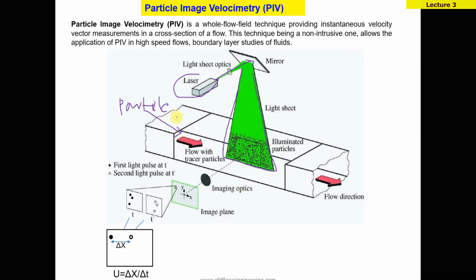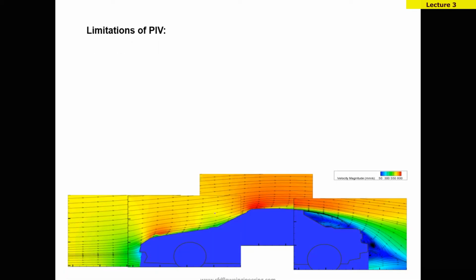And please note that these particles have negligible density and do not affect the flow. By noting the instantaneous location of the particle at t and t dash, we can find out the velocity. Velocity is equal to distance traveled by the particle divided by time. By using it, we can find out the instantaneous velocity. Once we know the instantaneous velocity, then we can do statistical analysis.